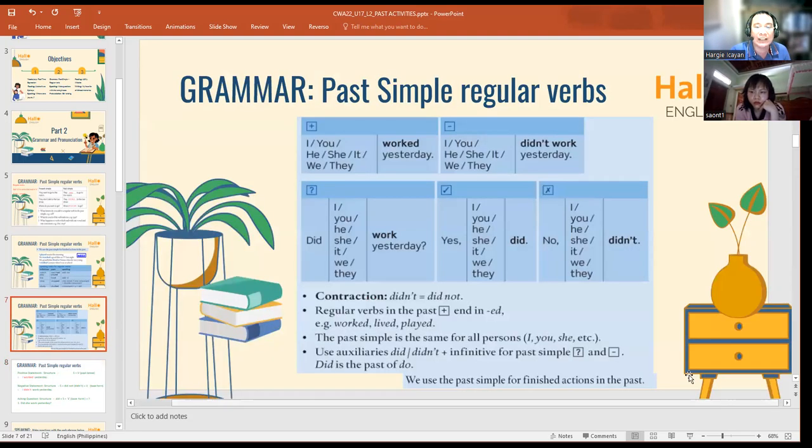And in answering this question, if our answer would be yes, you can say subject plus did. Yes, I did. Yes, you did. Yes, she did, and so on and so forth. If it would be a negative answer, you say, no, I didn't. No, she didn't. Or no, we didn't. That is how we are going to do this particular rule.